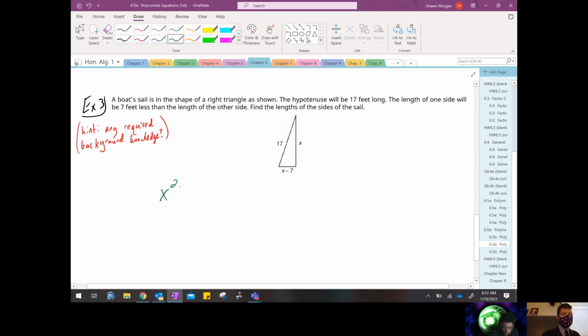I've got x squared plus x minus 7 squared equals 17 squared. Okay, that's one leg squared plus one leg squared equals a hypotenuse squared.